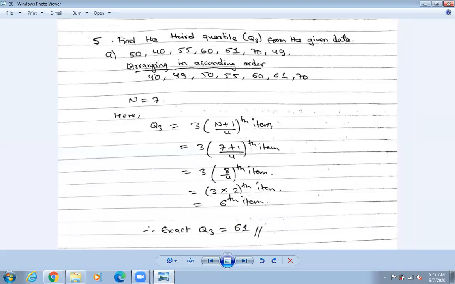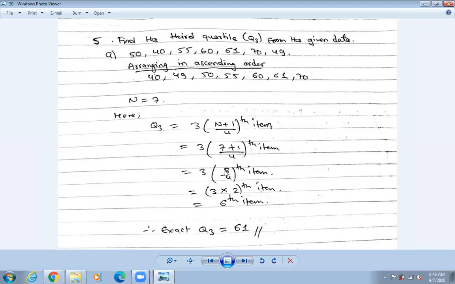Okay, number 5. Find the first and third quartile. In the similar way, we arrange in the ascending order and count the numbers. There are 7 numbers. So what is Q3? The formula for Q3 is 3 times (n plus 1) by 4. So 3 times (7 plus 1) divided by 4, it becomes 8 by 4. 8 by 4 is 2.